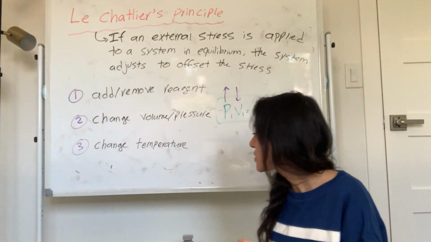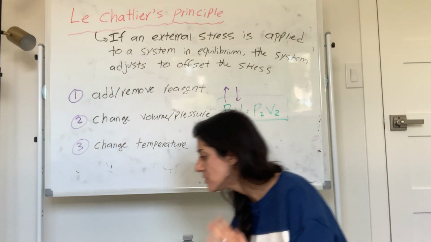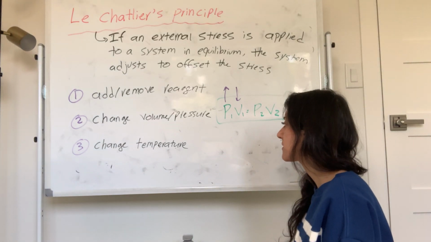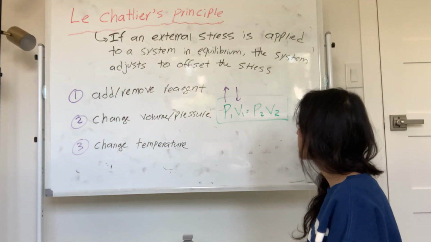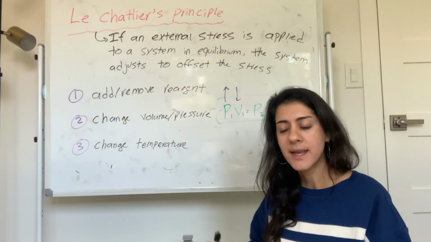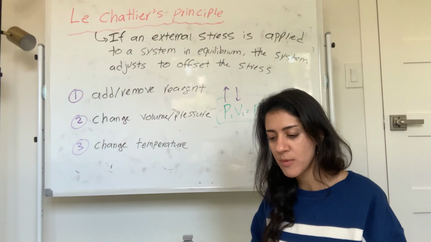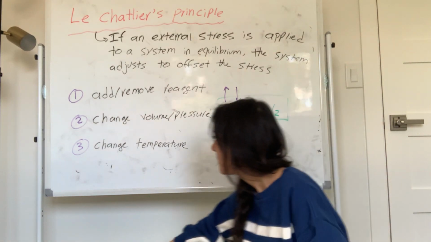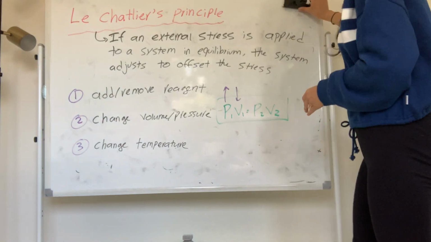And then changing the temperature. If you change the temperature, then you are also adding a stress, and it will have to adjust to offset the stress. So far, so good. So these are the possibilities. Now, we're going to do a practice problem to show you what I mean by that. Okay, so let's do this.